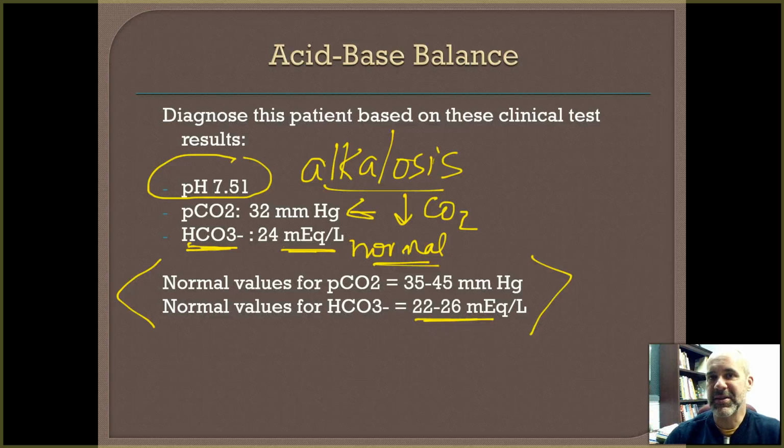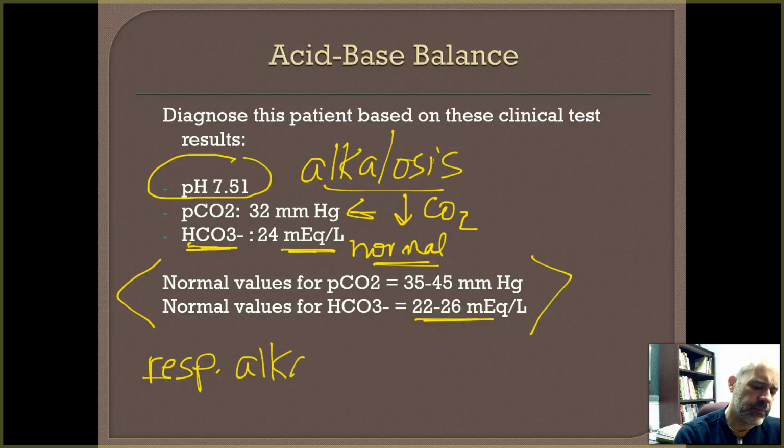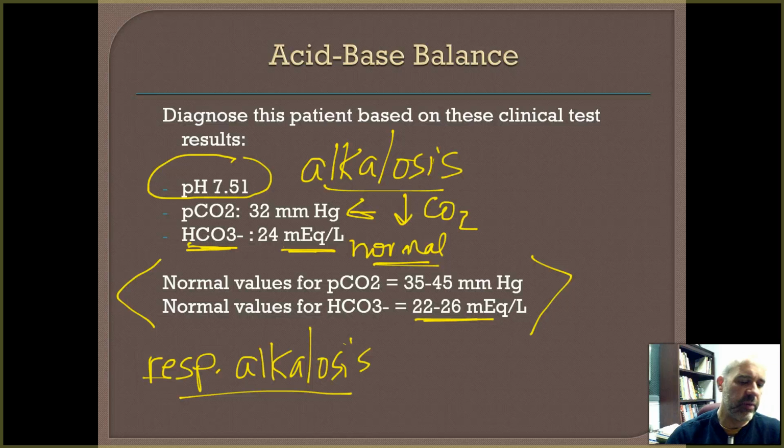So which system are we blaming here? We're blaming the respiratory system. So this is going to be respiratory alkalosis, because the respiratory system seems to be the problem. Think about it more deeply. What's going on here? CO2 levels are too low. You might be hyperventilating, breathing too quickly, releasing too much CO2 out of the body and into the air.